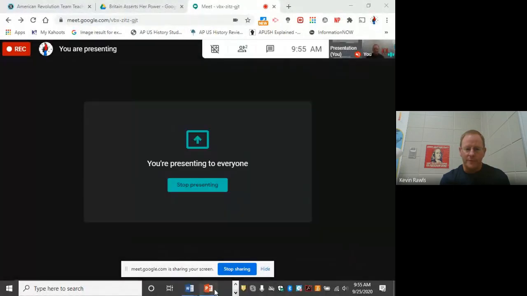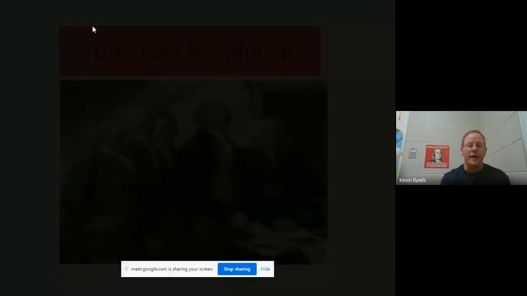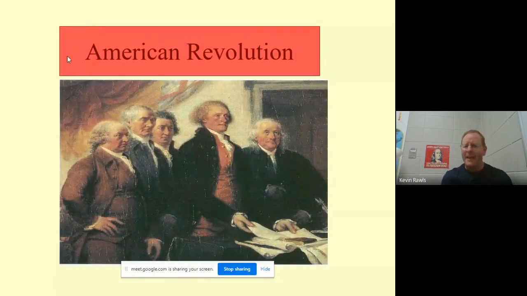We're going to pull up this PowerPoint. All right, starting right here with the American Revolution. Now, interesting, got the painting up here. You know, who are these cats? You should be able to recognize at least two of these figures on this painting.